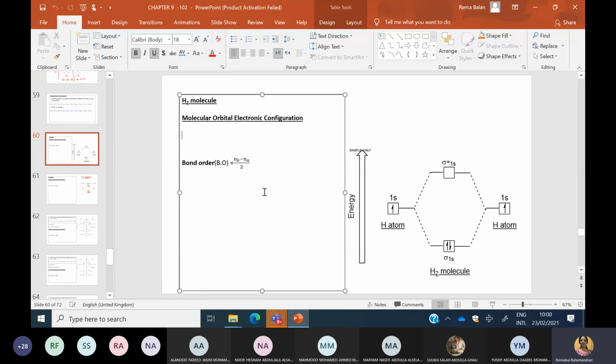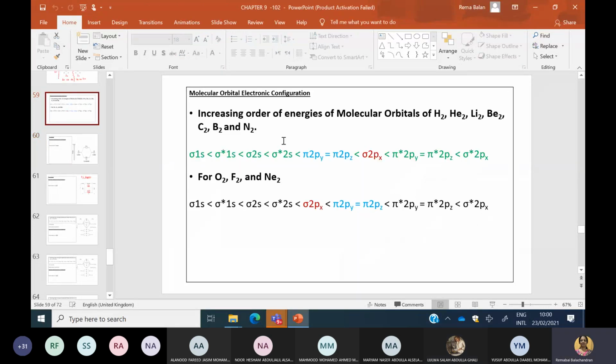So can you see the slide? Can you see the slide? Yes. Okay.